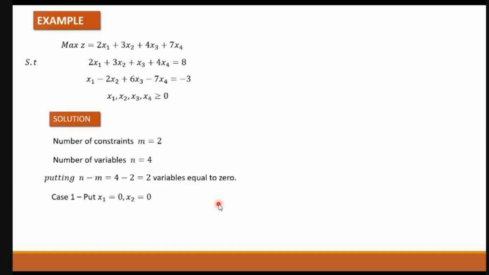So putting x1 equal to 0, x2 equal to 0. If we put two variables as 0, what is remaining now? x3 plus 4x4 equal to 8, 6x3 minus 7x4 equal to minus 3. Solve these two equations and get the values of x3 and x4.